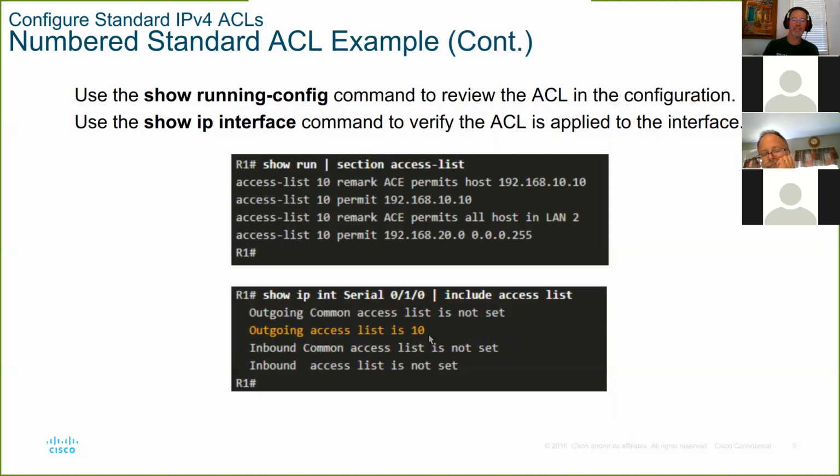Show IP interface serial 0/1/0, include access lists. Outgoing, we have an access list 10, and inbound, we have no access list set. I could look at the running config to see that as well, and look at the interface because I would see IP access list 10 outbound.